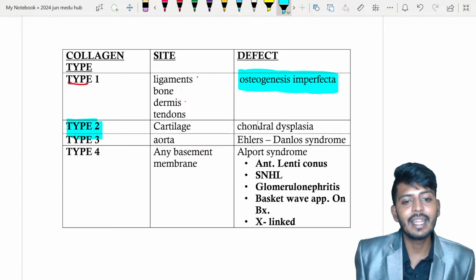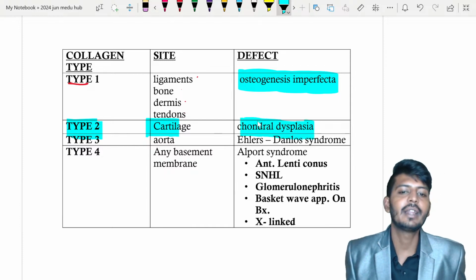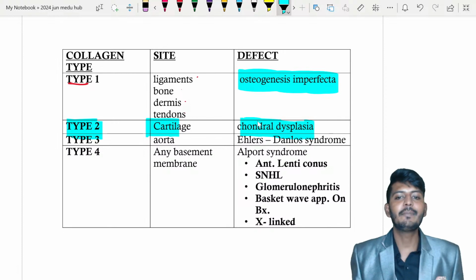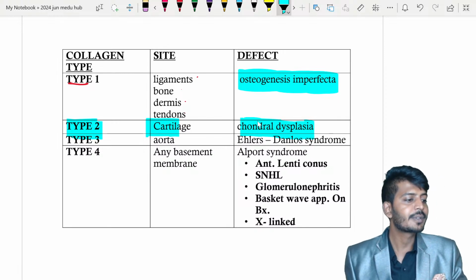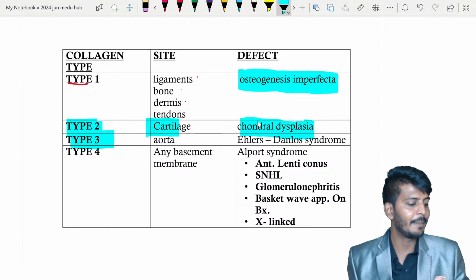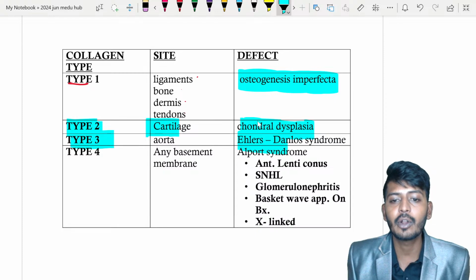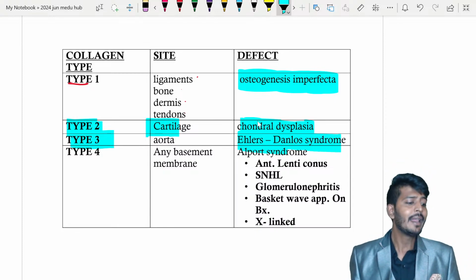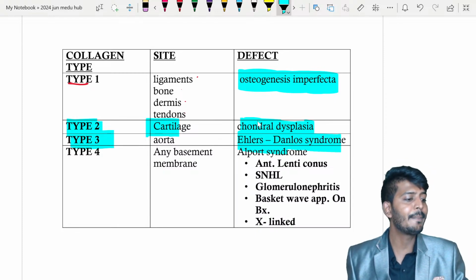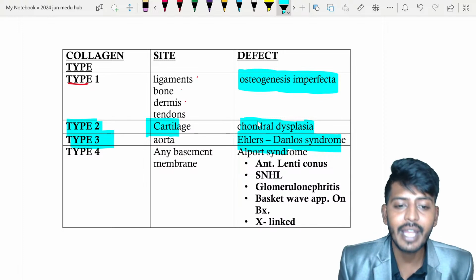Type 2 is present in the cartilages. Deficiency will lead to chondral dysplasia, a less common disorder compared to the other ones. And type 3 will lead to what? Ehlers-Danlos syndrome. What is Ehlers-Danlos syndrome? The patient will have excessive hyperstretchability of the skin, and also a high risk of aortic aneurysm.